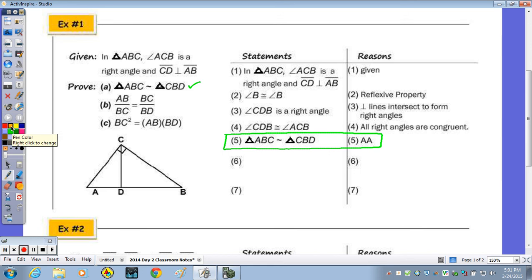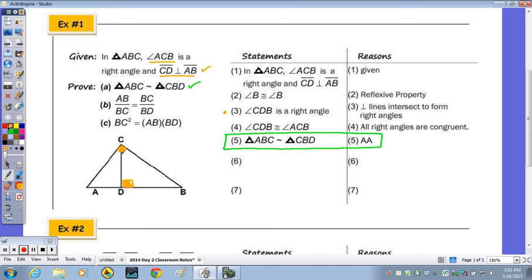I'm just going to highlight what has already been done within the proof. You were given that ACB is a right angle, and that CD is perpendicular to AB. That's step number 1. Down below in step number 3, given, again, the perpendicular segments, we have angle CDB is also a right angle.